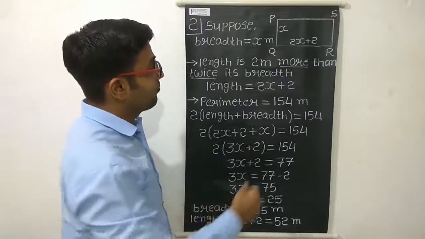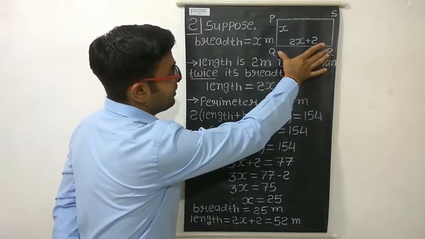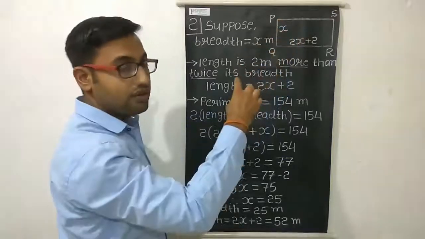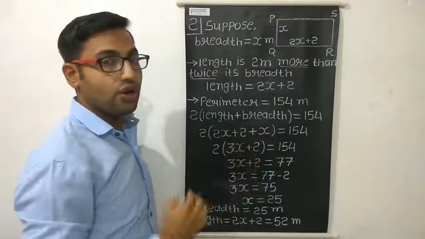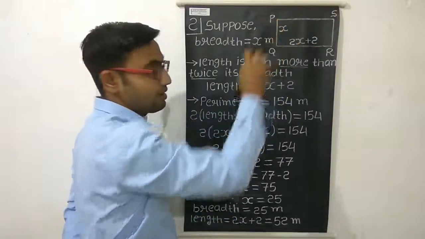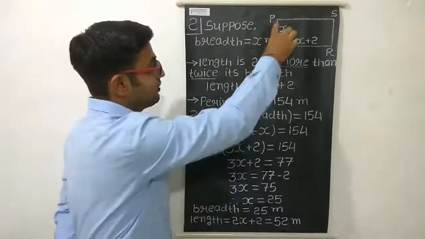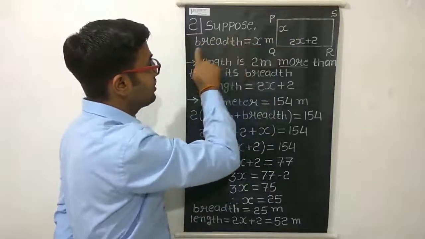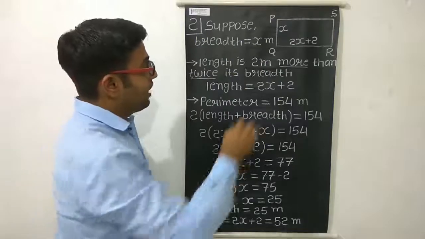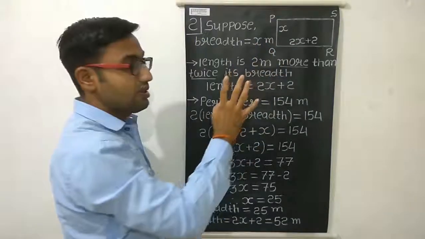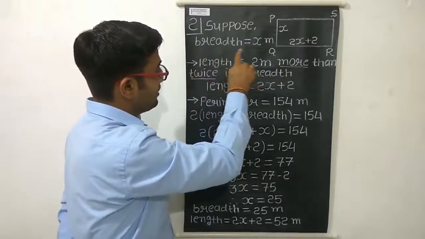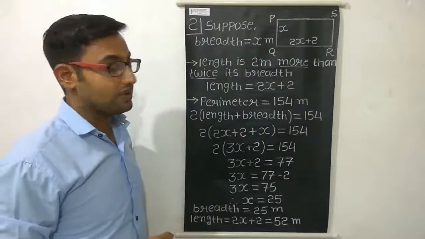Now here we know that this is the length and this is the breadth. Breadth is the shorter, length is longer. So the shorter is breadth, and we can suppose this breadth as x. Suppose breadth is equal to x meter. Why do we take the unit meter? Because the perimeter we have been given is in meters. So let's suppose the breadth is equal to x meter.